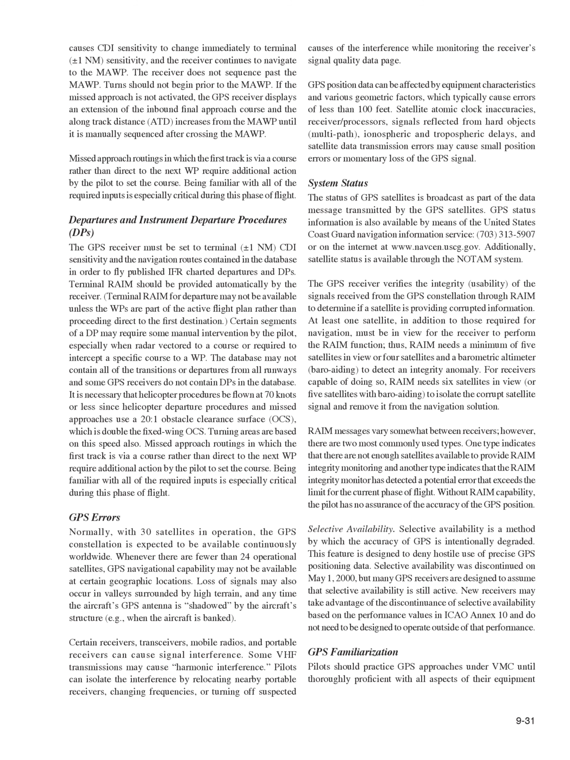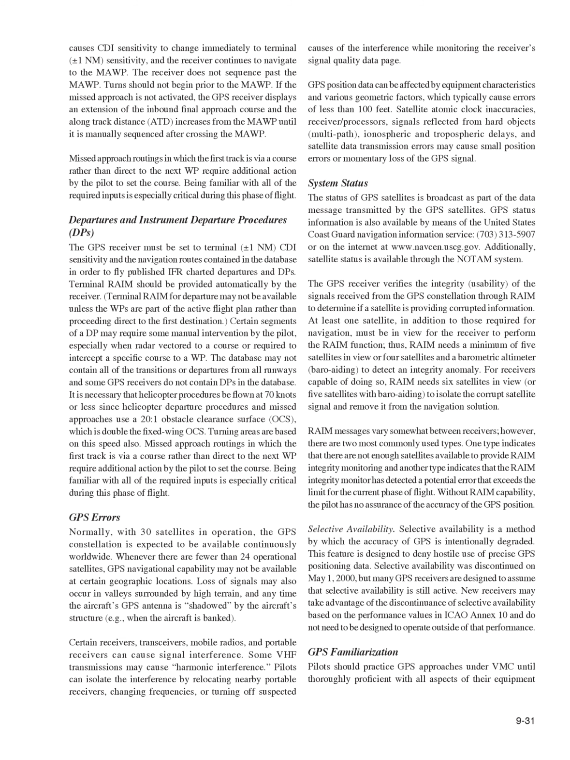Terminal RAIM for departure may not be available unless the WPs are part of the active flight plan rather than proceeding direct to the first destination. Certain segments of a DP may require some manual intervention by the pilot, especially when radar vectored to a course or required to intercept a specific course to a WP. The database may not contain all of the transitions or departures from all runways, and some GPS receivers do not contain DPs in the database.